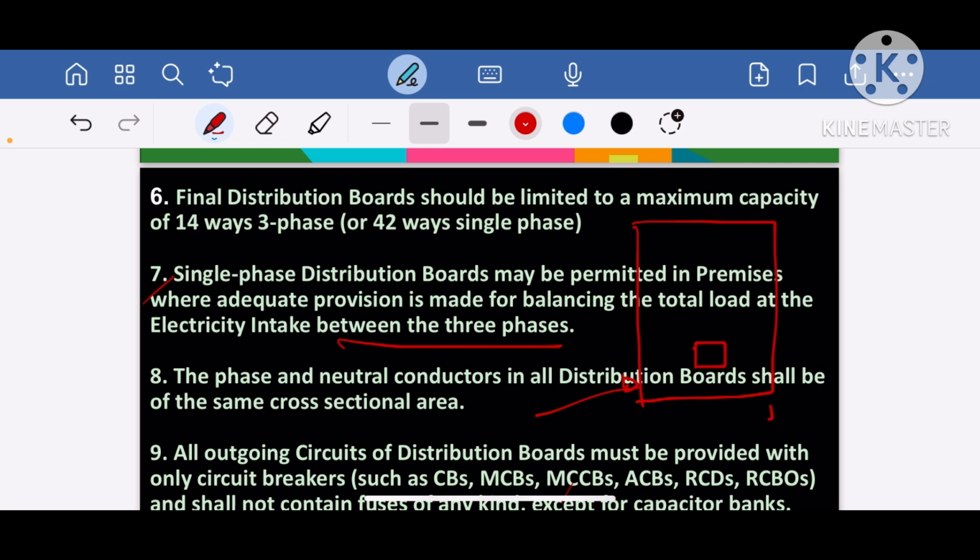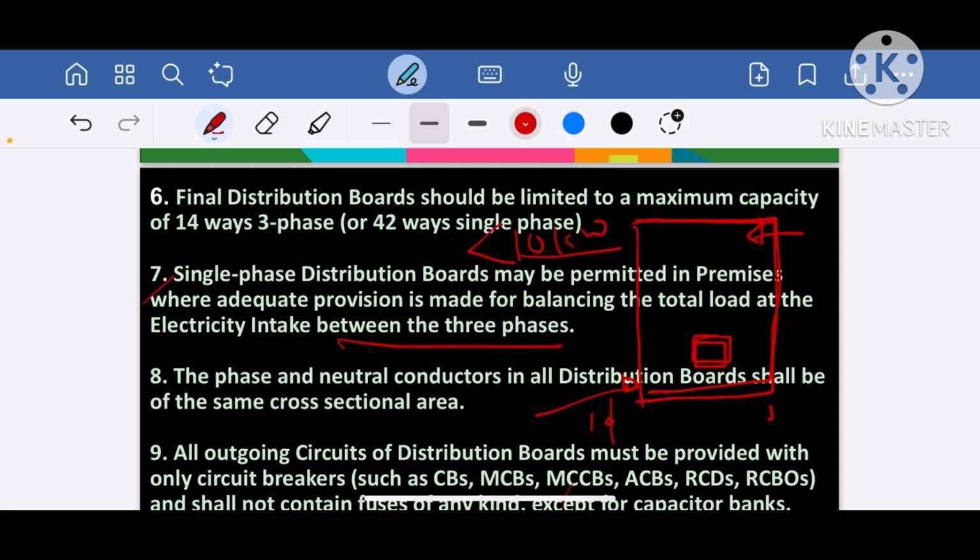Suppose this DB has a load of 10 kilowatt. 10 kilowatt or below, we can go for single phase DB. But if the total load on this DB is more than 10 kilowatt, then we have to go for three phase DB only. So there are two conditions to be satisfied to have a single phase final distribution board. One is we have to maintain a proper balancing between R phase, Y phase and B phase.